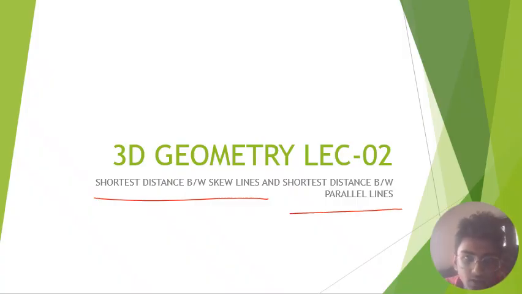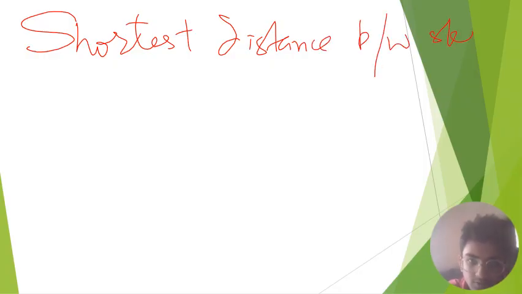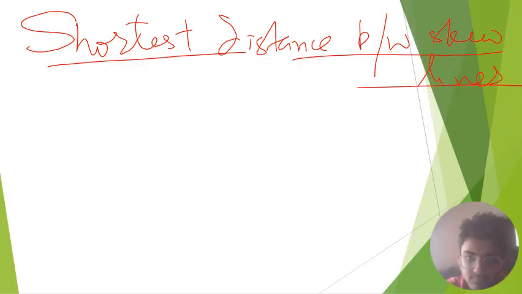Parallel lines. Okay, so let's start. Shortest distance between skew lines. What are skew lines? Non-intersecting, non-parallel. Okay, like this.